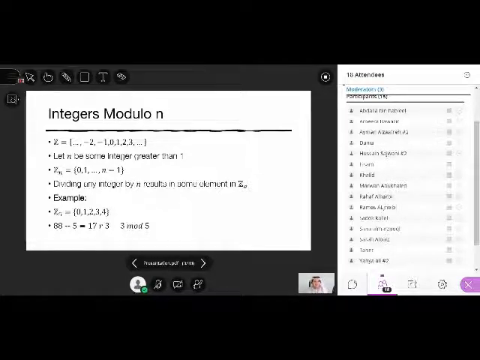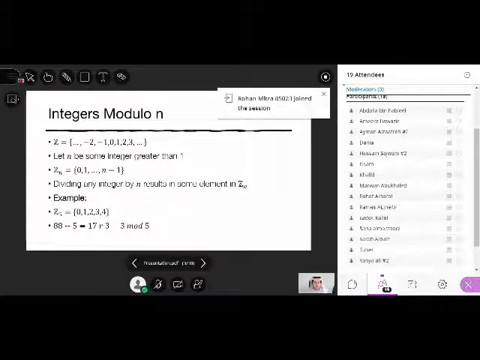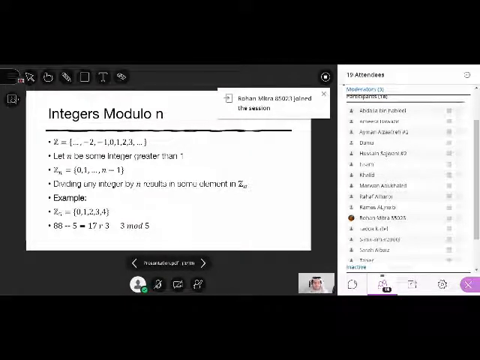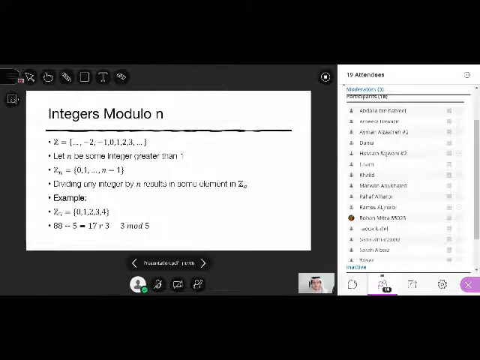So for example, let's look at Z5. Z5 goes from 0 to 4, right? 0, 1, 2, 3, 4. And let's divide 88 by 5, the way we learned in elementary school. We'd get 17, remainder 3. Or another way that we could say it is, 88 is congruent to 3 mod 5. I made a mistake over here, I apologize. What it means when we say 88 is congruent to 3 mod 5 is that if we divide it by 5, we'll get a remainder of 3.